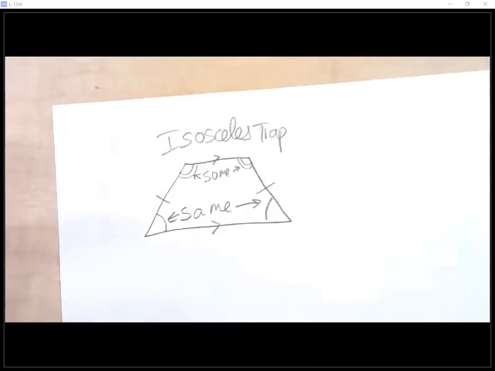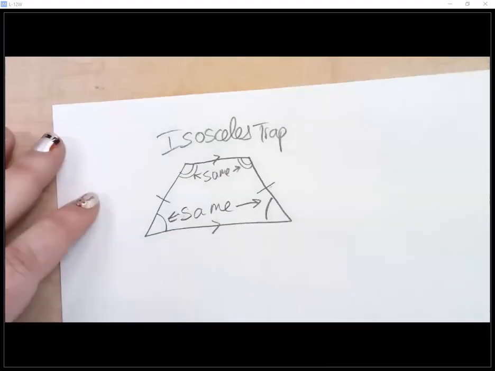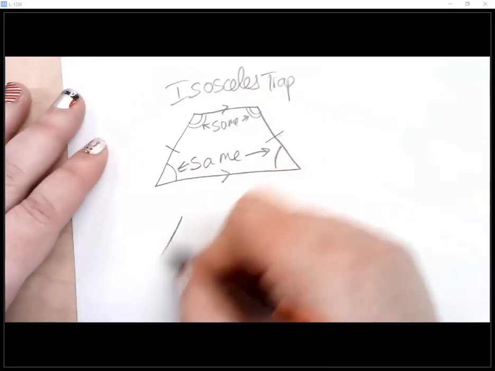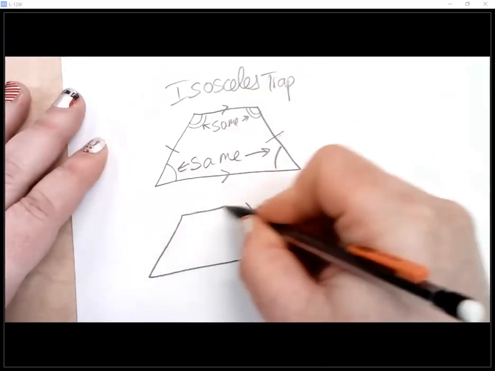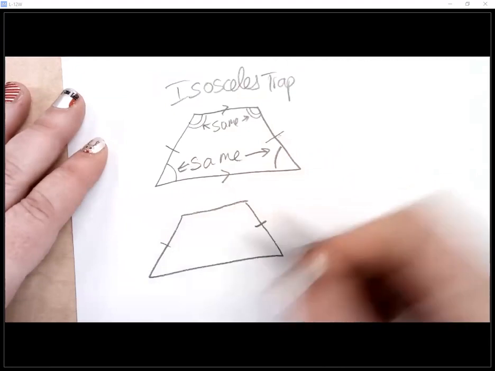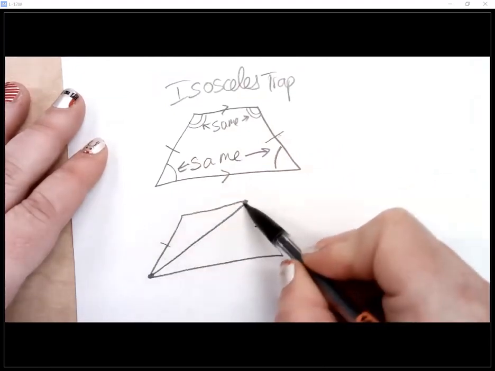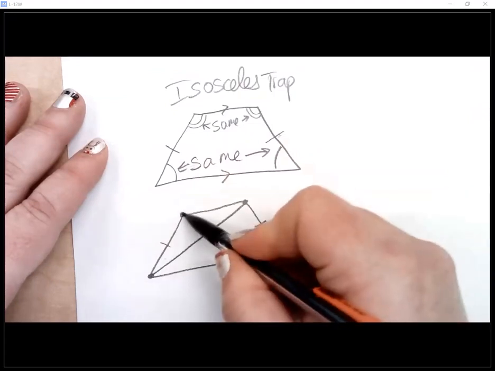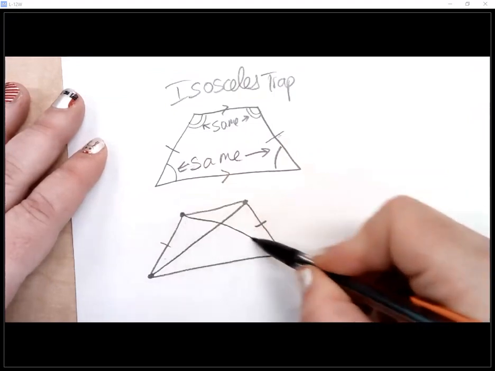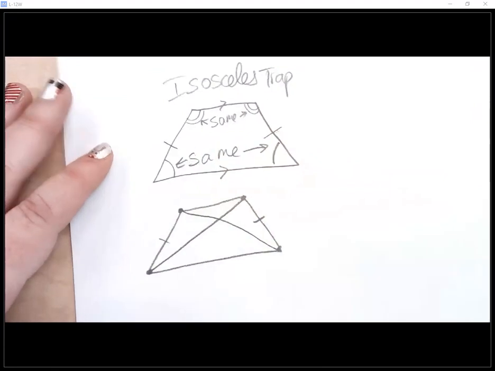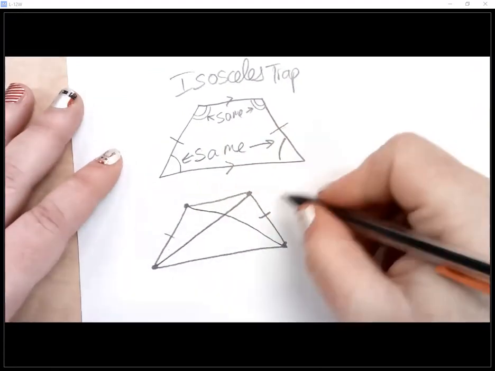And then the last really cool thing about the isosceles trapezoid, and this is only true in the isosceles trapezoid, it's not true in a regular trapezoid, is that the lengths of their diagonals are in fact the same. So in other words, if I go from this corner to this corner, it's the exact same length as going from this corner to this one. So you're going to have equal diagonals.